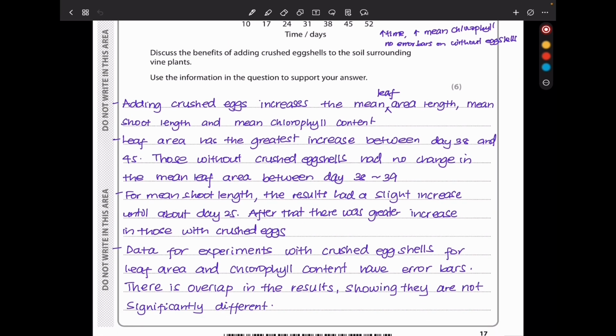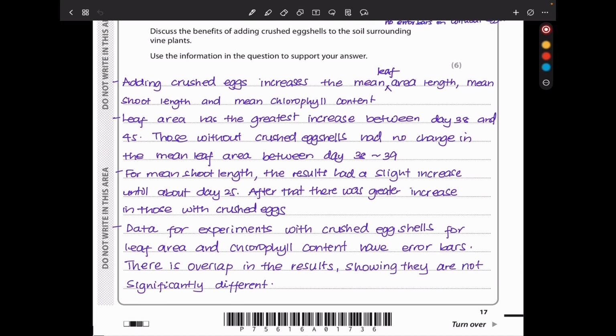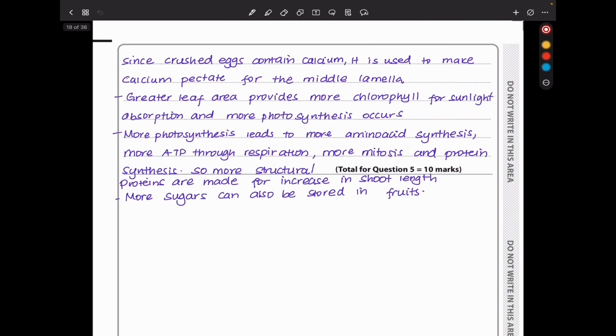For mean shoot length, the results had a slight increase until about day 25. After that, there was greater increase in those with crushed eggshells or crushed eggs. Data for the experiments with crushed eggshells for leaf area and chlorophyll content have error bars. There is overlap in the results showing they are not significantly different.